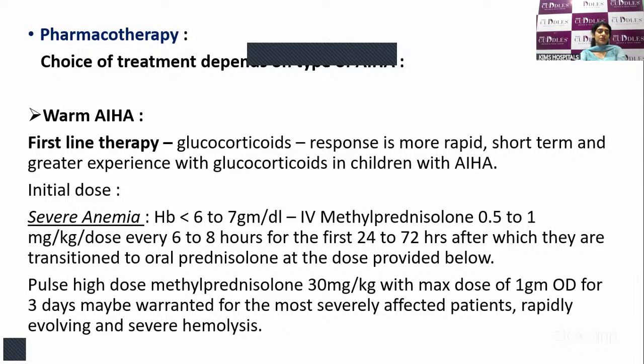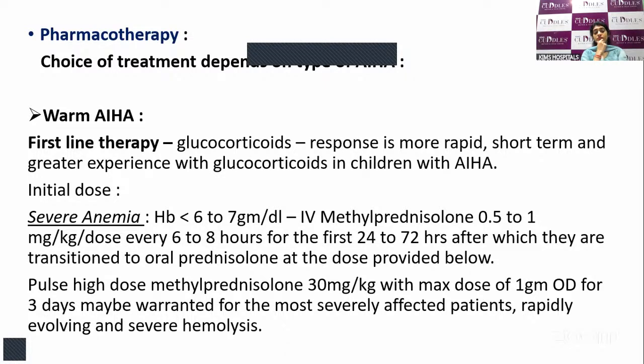For the initial dose in severe anemia, hemoglobin less than 6 to 7 gram per deciliter, give IV methylprednisolone 0.5 to 1 mg per kg per dose every 6 to 8 hours for the first 24 to 72 hours, after which they are transitioned to oral prednisolone at the dose provided below.